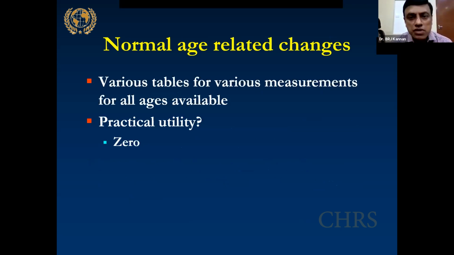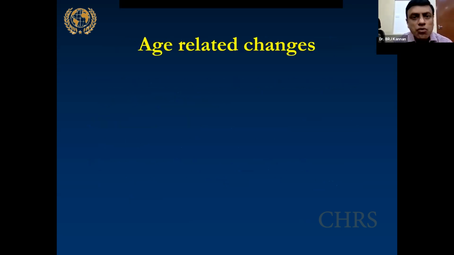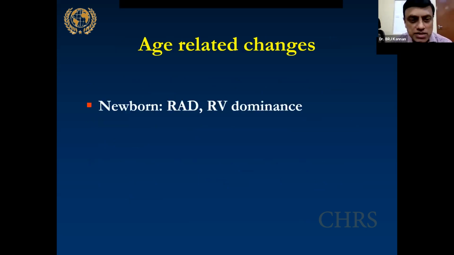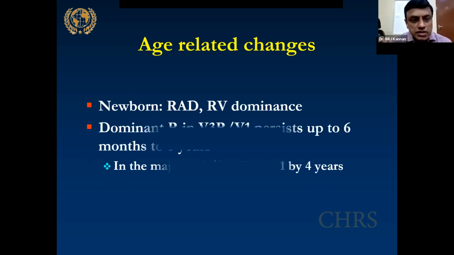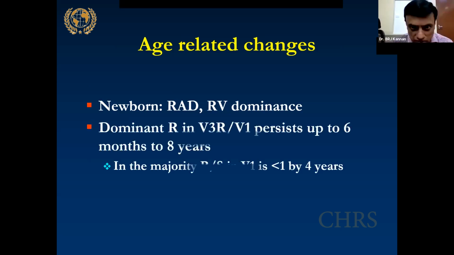So now let us come to the normal age-related changes. There are various tables for various measurements for all ages. Is there any practical utility of the table? No, the answer is no. So what should I know about the age-related changes? A newborn has right axis deviation and RV dominance. This dominant R in V3R or V1 can persist just up to 6 months or can remain so up to 8 years. See the wide range. That means by 6 months the dominant R in V1 can disappear or it can persist up to 8 years. In the majority, the R/S in V1 becomes less than 1 by 4 years.